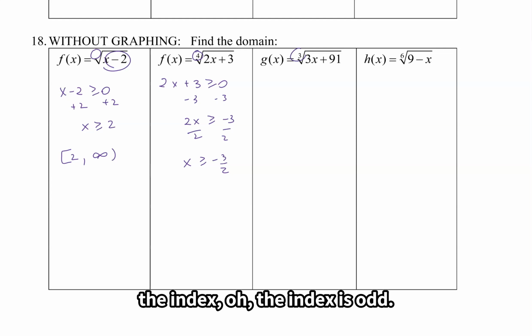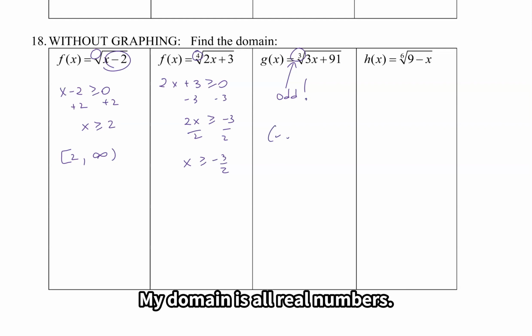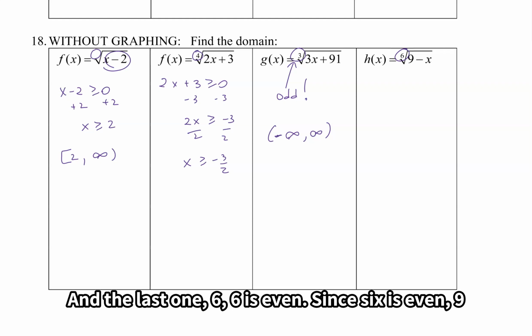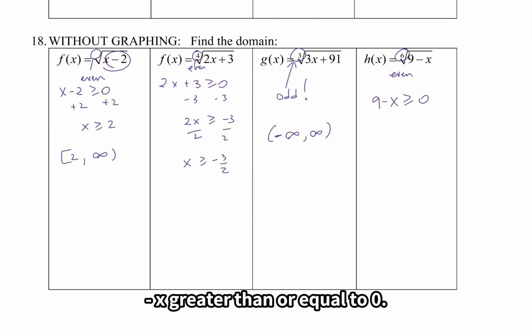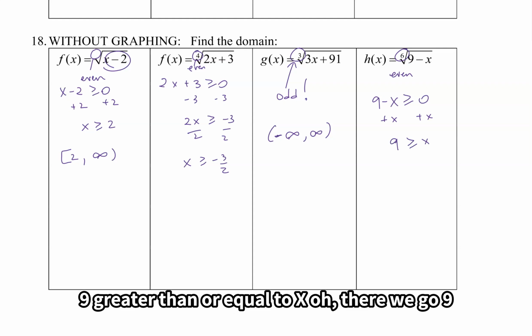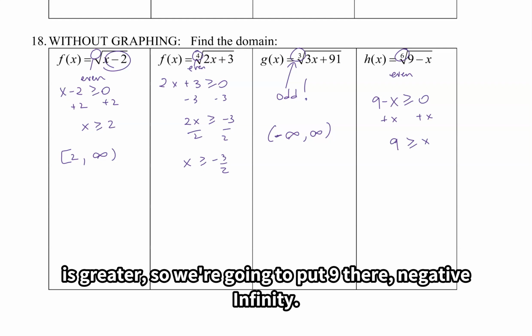In g of x, check the index. Oh, index is odd. My domain is all real numbers. I don't have to do anything as long as I recognize that the index is odd. And the last one, 6. 6 is even. Since 6 is even, 9 minus x greater than or equal to 0. We can either subtract 9 or add x. I'm going to add x this time since I subtracted in the previous one. 9 greater than or equal to x. Oh, there we go. 9 is greater, so we're going to put 9 there.